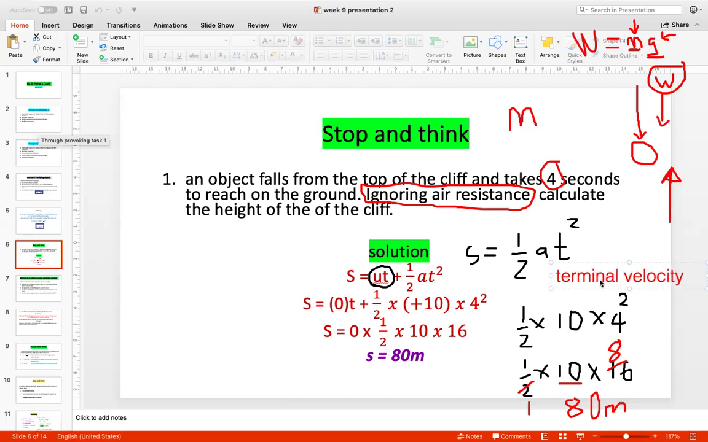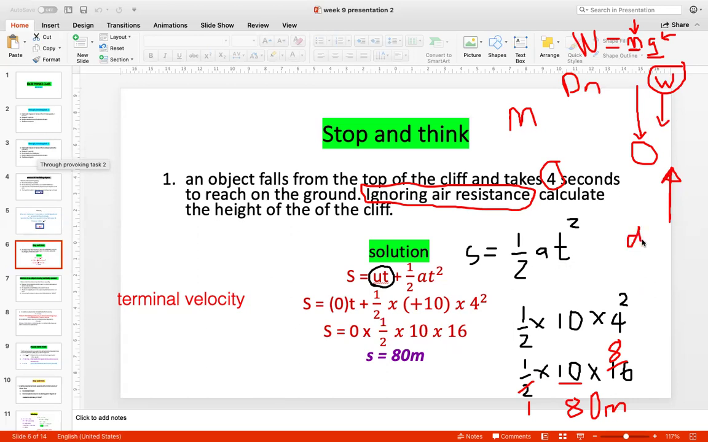How does it happen? This only happens when the forward force and the backward force become equal. Actually, the force that is causing this object to go down is the weight. So this is called the driving force. And this force, which is causing the object to reduce its speed and is opposing its motion, is called the dragging force. So when the dragging force and the driving force become equal, the object reaches the terminal velocity and starts moving at a constant speed.